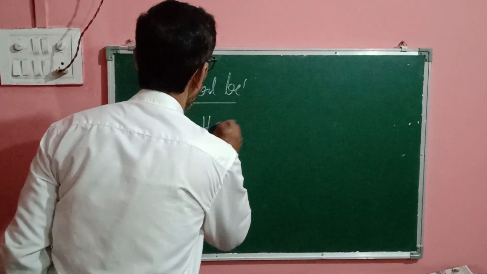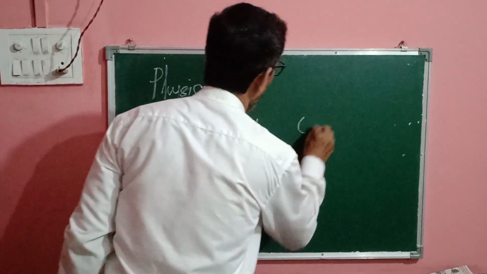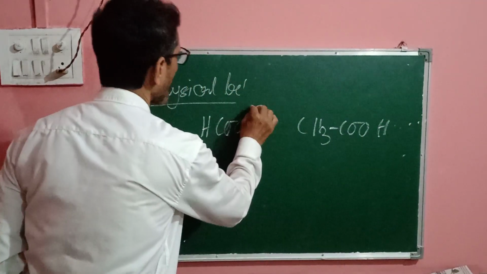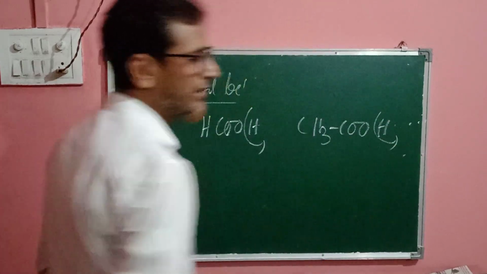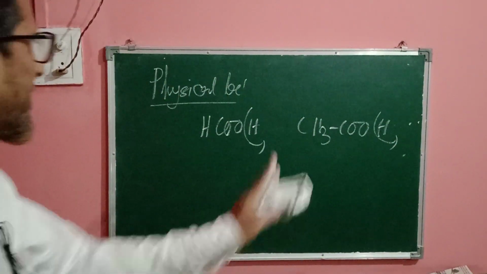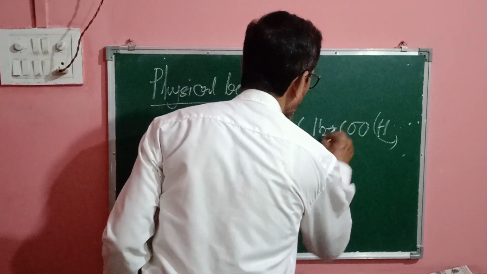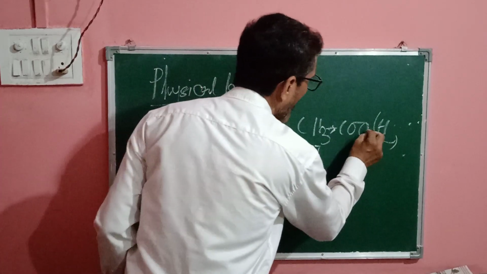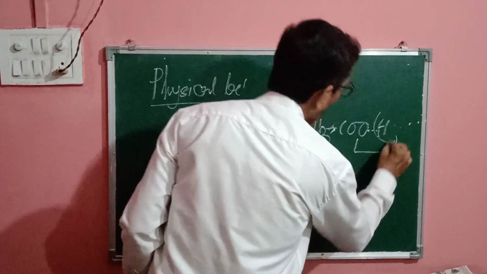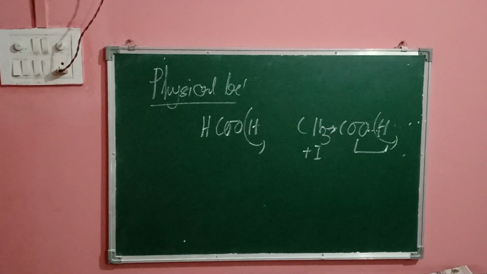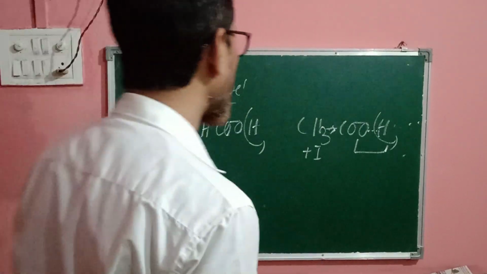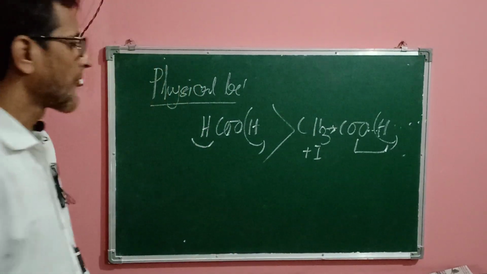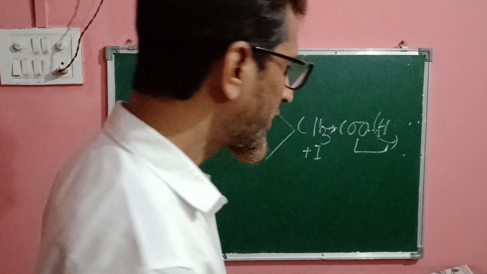Say HCOOH and CH3COOH. Both are acids because both can release hydrogen as proton. But in this case, there is a plus I effect. Electrons are pumping through in this molecule. That's why the electron density of the OH bond increases and release of hydrogen as proton becomes a bit hard. But here no such effect is there. So formic acid is stronger than acetic acid.